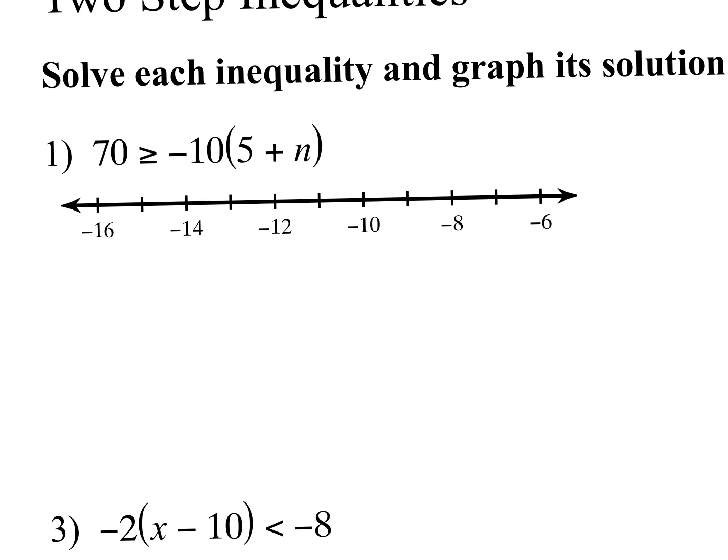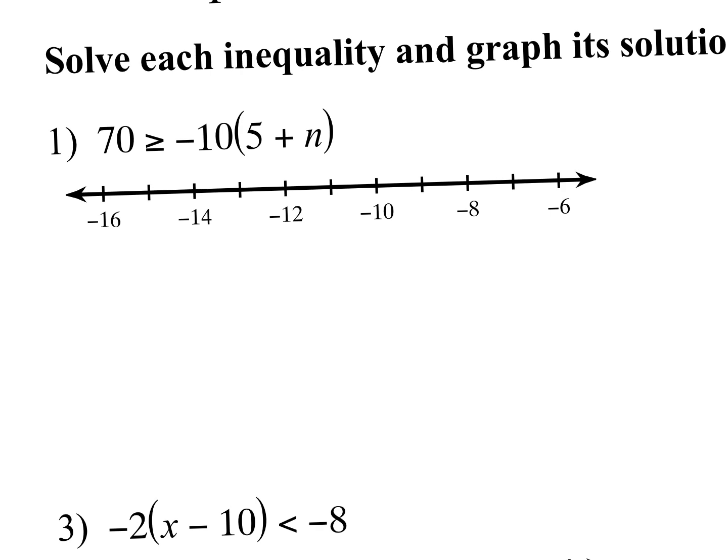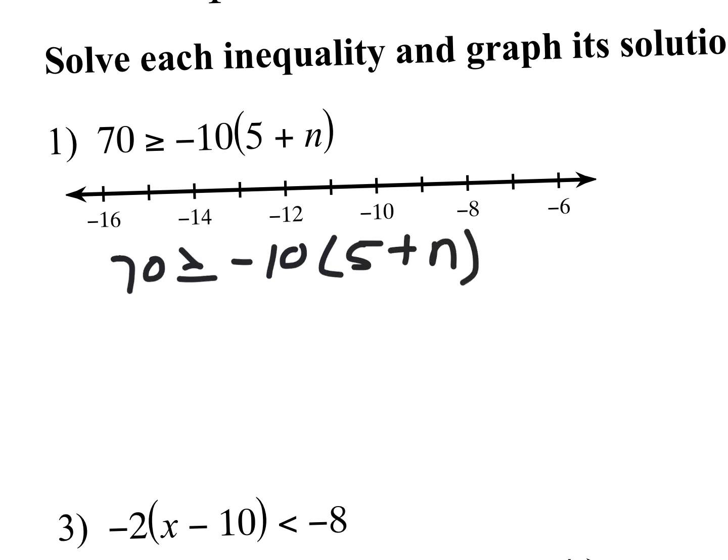So looking at the question, mine looks a little bit different because I don't have the little answer box, but I'll still do it. I'm going to recopy the first one so that it's down here. 70 is greater than or equal to negative 10 times 5 times n.